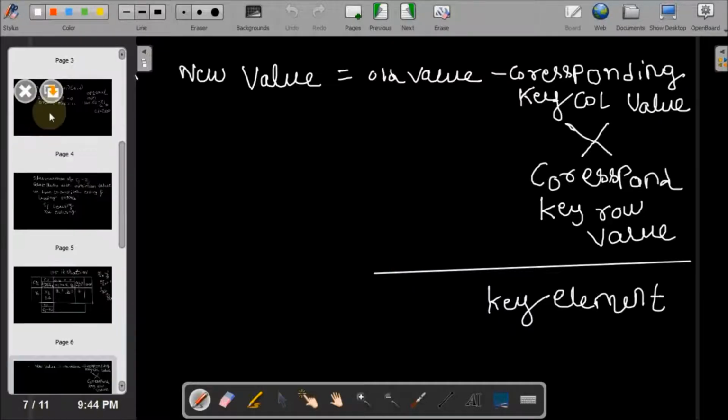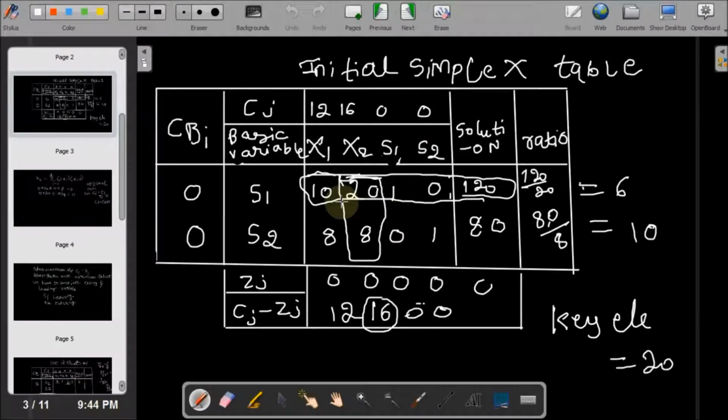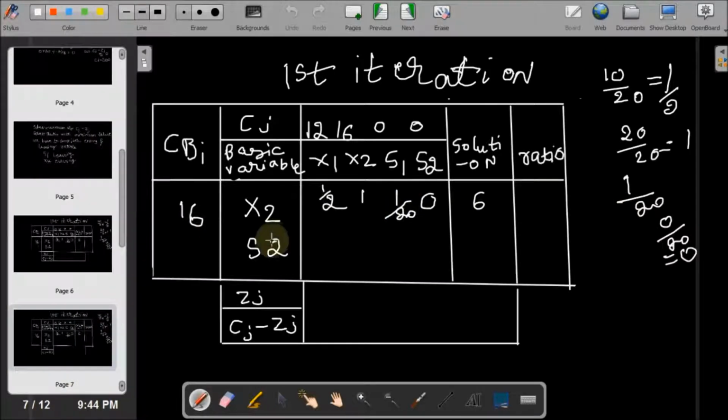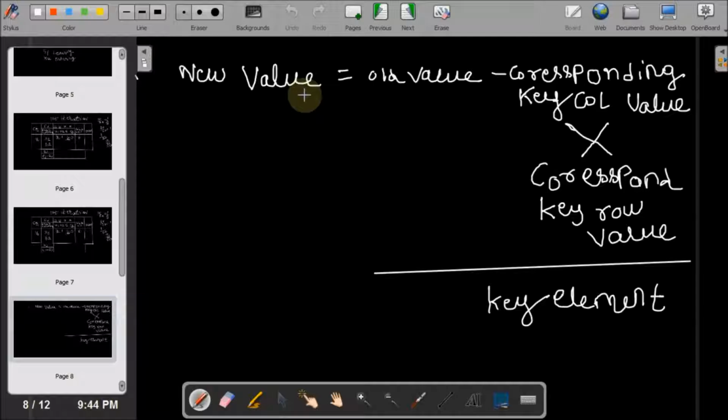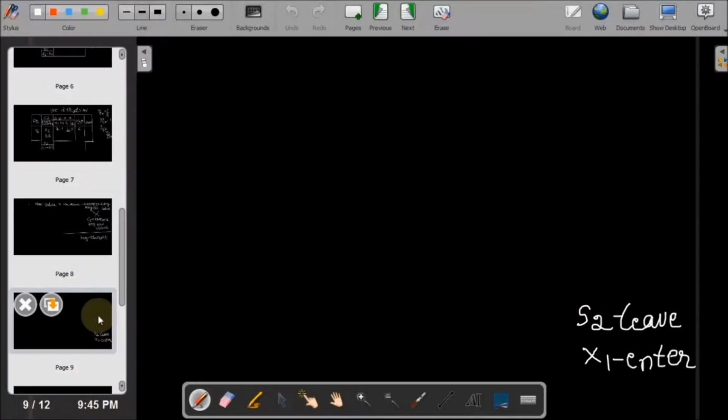But in the first row, here you can see, because the key element was found in the first row, right? That's why I can divide all the elements with the key element only. That's why I found out the value like that. But for finding out the s2 value, you have to follow the formula, because the key element was not found in s2. So what is the formula? This is the formula. New value is equal to old value minus corresponding key column value into corresponding key row value divided by key element. Don't worry, I will solve this. Very easy. See. So we will solve this.